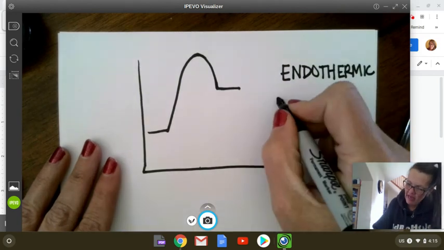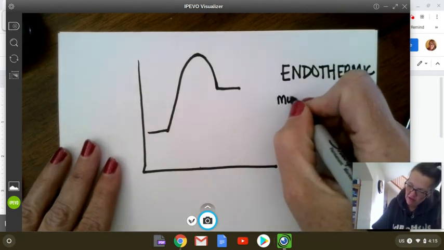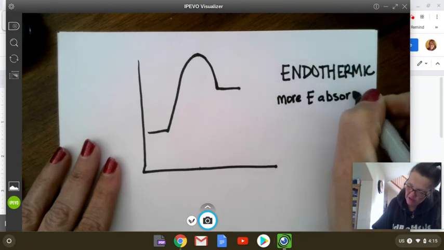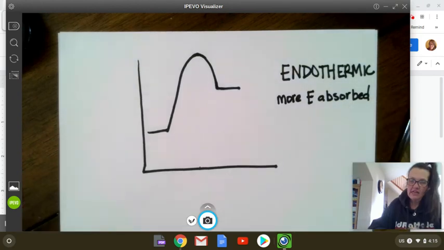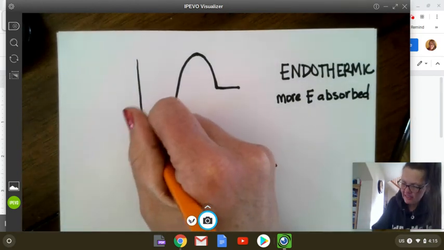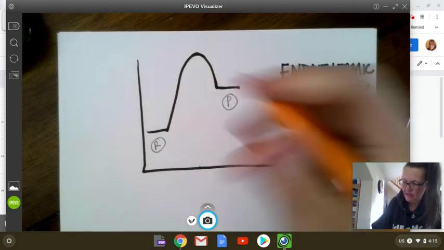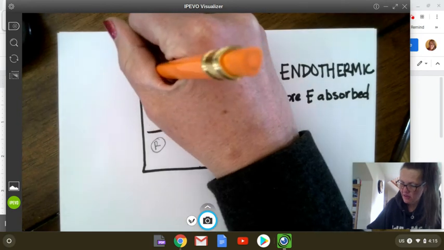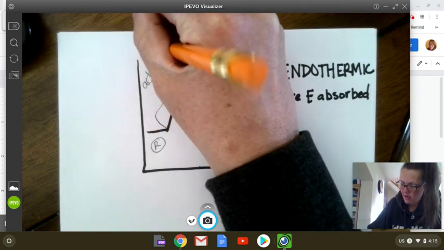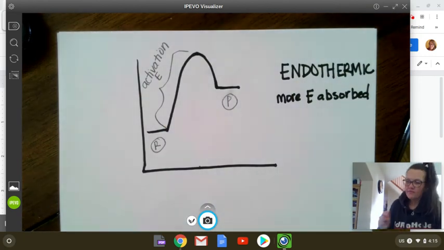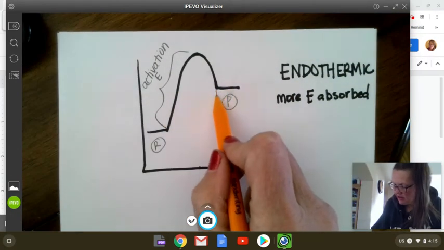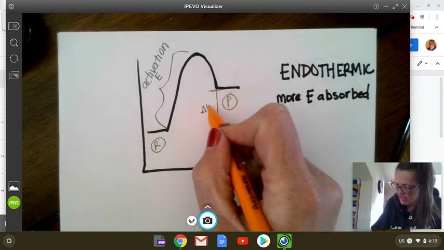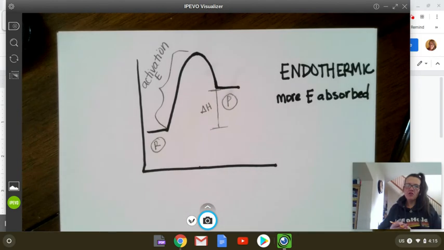Okay, and we have more energy is absorbed if we were to look at those two values, right? So again, here's our reactants. Here's our products, okay? This hill right here is our activation energy. All right, and the difference from here to here, right, from this line to this line, that would be our delta H. That's the change in energy overall, okay?